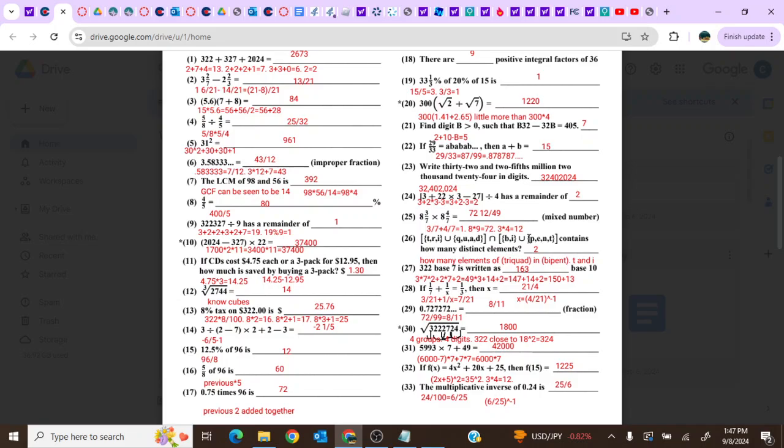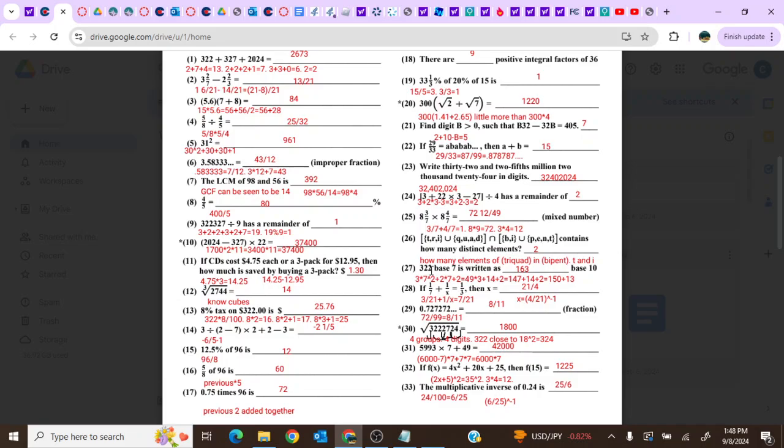27, 322 base 7 is what in base 10? Base 7, 7 to the power 0, 7 to the power 1, 7 to the power 2. 3 times 7 squared is 3 times 49 is 147. Add that to 2 times 7, which is 14, and get 161. And then add that to your 2 to get 163 base 10.